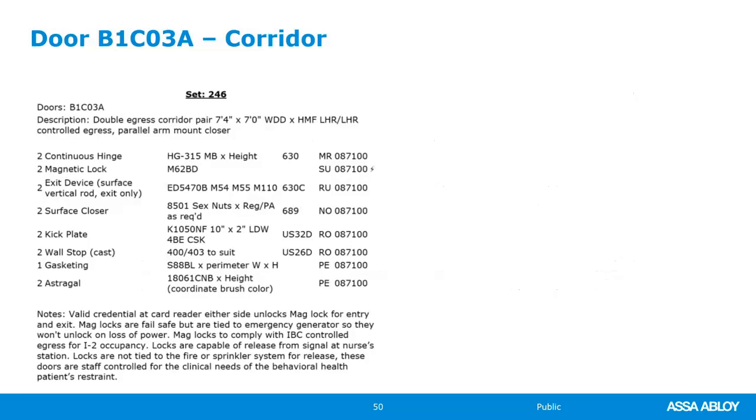Any questions on this? I know this is a very complicated opening because of all of the code requirements, but when you get openings like this, you've got to take each one and look at it individually. Look at your path of egress and make sure that you're complying with the code, whatever your local code is. And there are pockets of the country that won't allow maglocks at all.